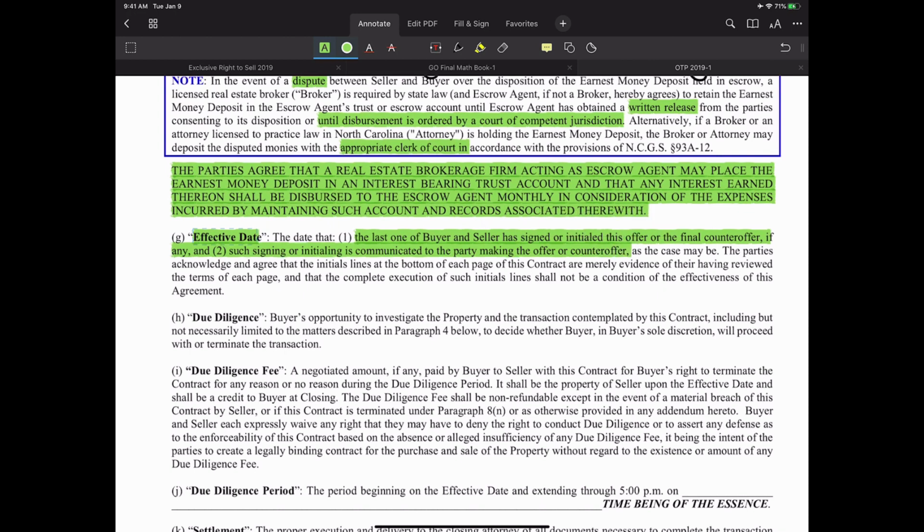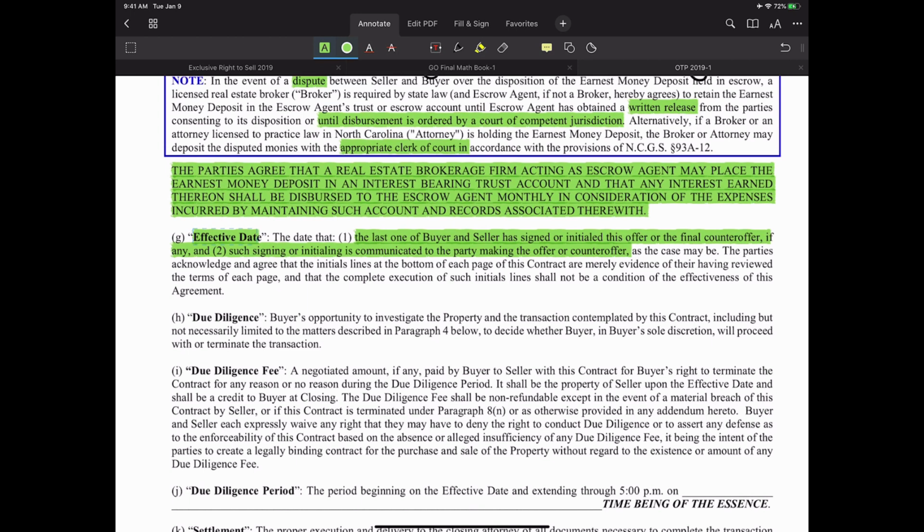So if we had to sum that up, here is the language in the contract that says we are not under contract until all parties have signed or initialed any change if there's a counteroffer, and the last person who signed or initialed tells somebody on the other side that they have signed and initialed. Until we have that communication, we do not have a contract, and that effective date is going to be the date of that communication. Cool.